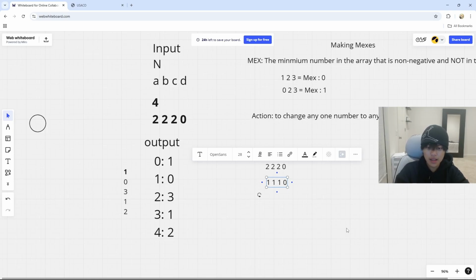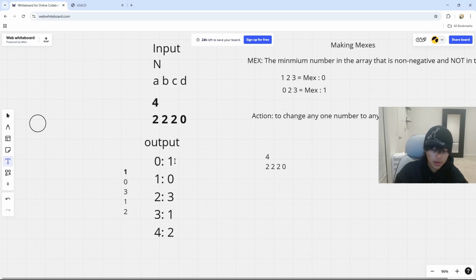But note that it didn't all have to be 1. This could have been 100, 100, and 1. And the max would still be 2, right? As long as you had 1 filled out here, as long as you changed some number other than 0 to 1, you would have got the right answer. So that's 1.